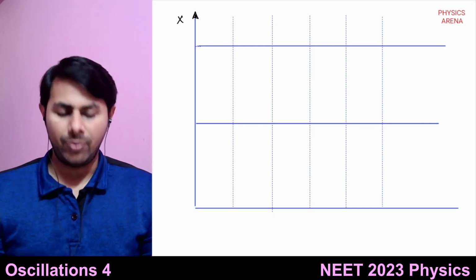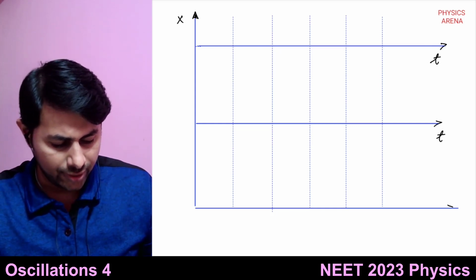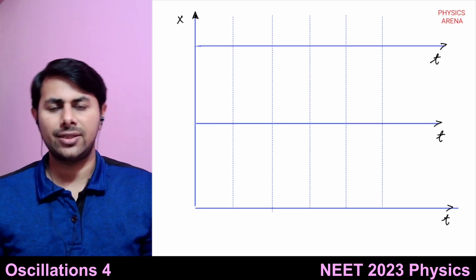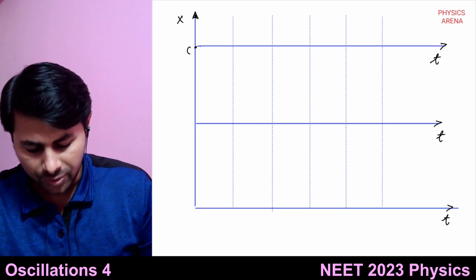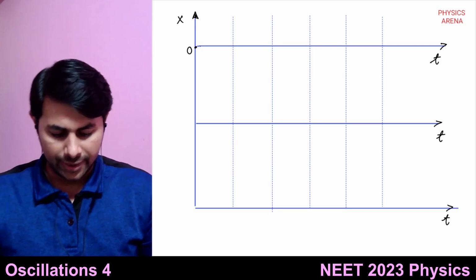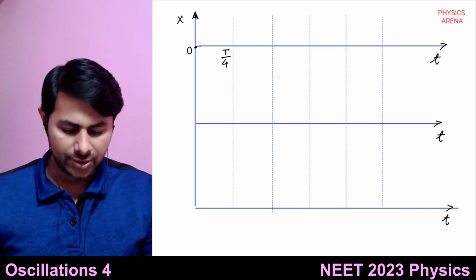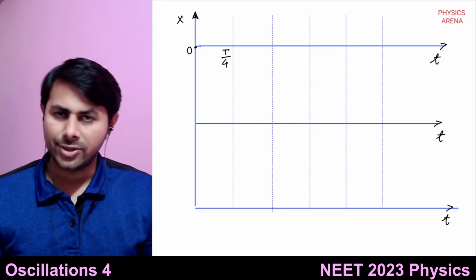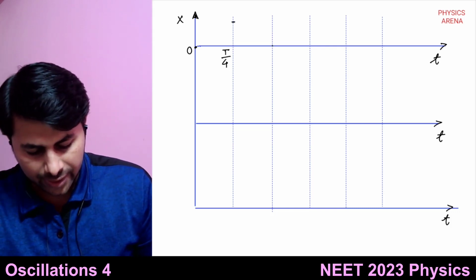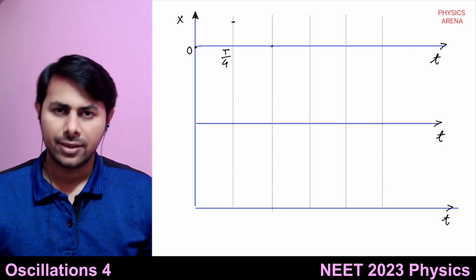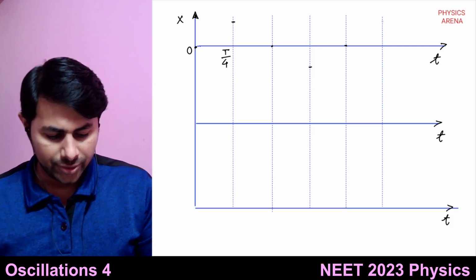So if we draw a graph of x, that is position versus time, what kind of graph do we get? At t equal to 0, it is at x equal to 0, that is at the mean position. At t equal to T by 4, it will go to the positive extreme position, right? It goes here at plus a, then again it goes to 0, again it comes back, right? Then it goes to the negative extreme position, that is at minus a, again it comes back. Okay, again it goes to the positive extreme position.